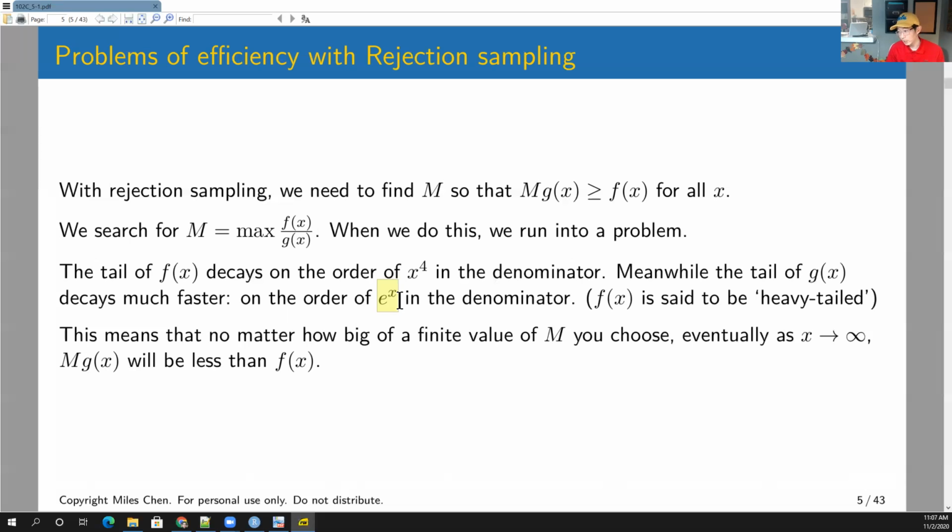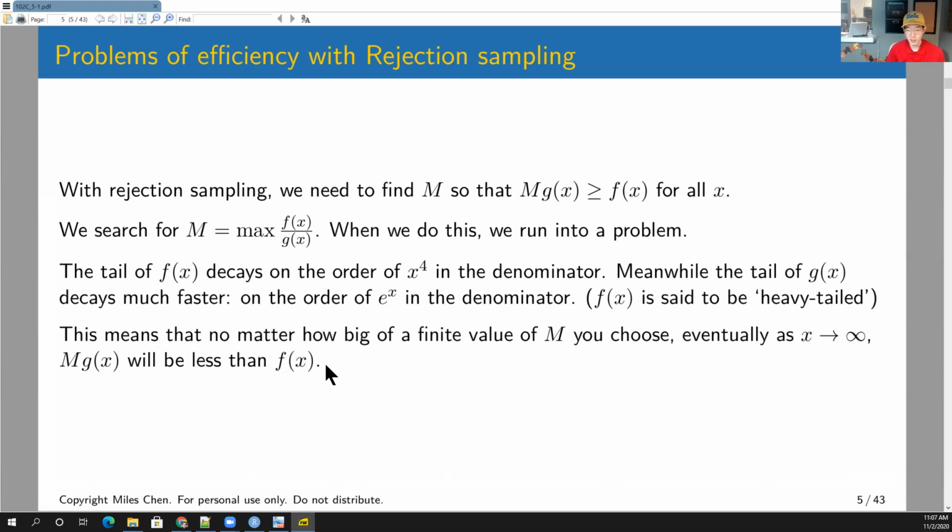And so we would say f of x is heavy-tailed, okay? Compared to e to the x, it is much heavier-tailed. And so what this means is that no matter how big of an m you choose, eventually as x gets larger and larger, m times g of x is going to end up being less than f of x.